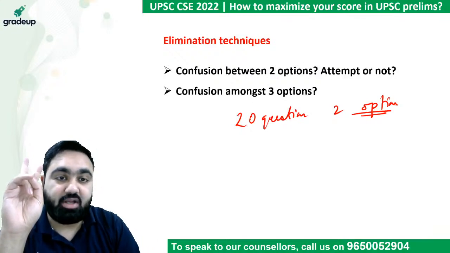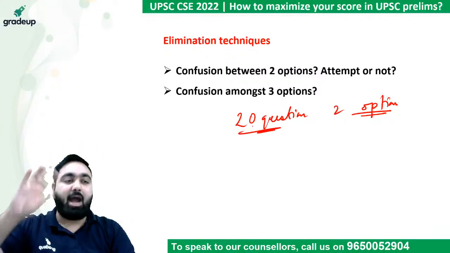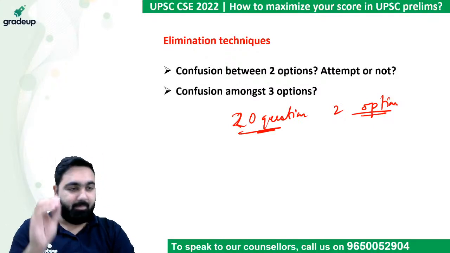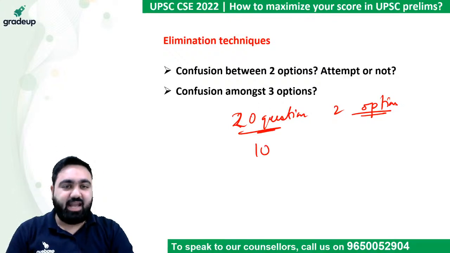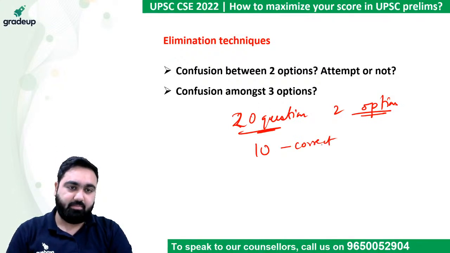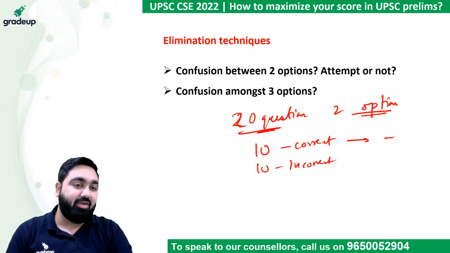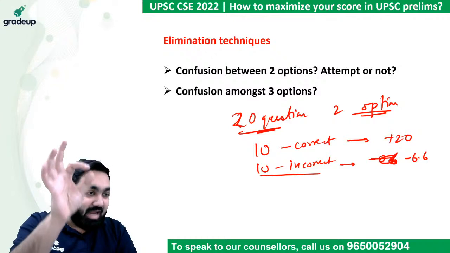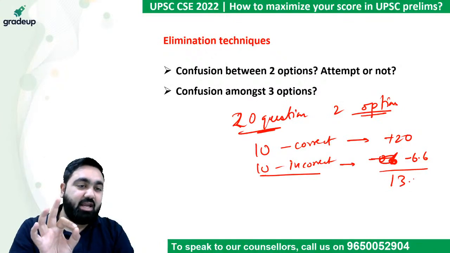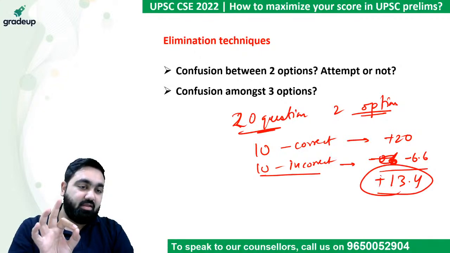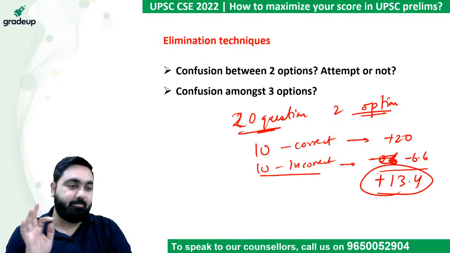Let's assume there are 20 questions where you are confused between two options और आपने तुक्का लगाया सब में, right? You take a chance. Let's say 10 are correct and 10 are incorrect. 10 correct के कितने मार्क्स मिलेंगे आपको? You will get plus 20. 10 incorrect में how many negative marking you will get? You will get minus 6.6. So even if you are 10 correct and 10 incorrect, you will still gain 13.4 marks.